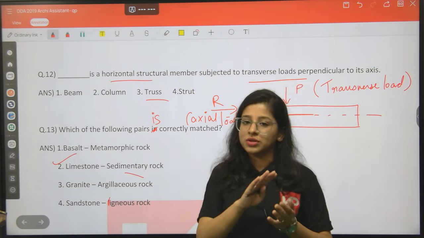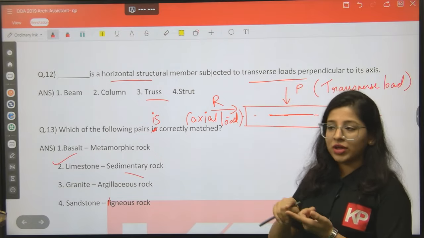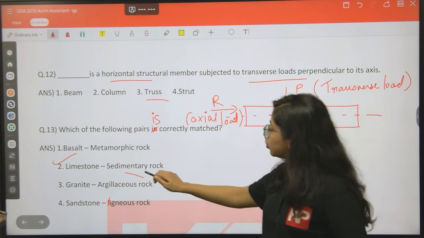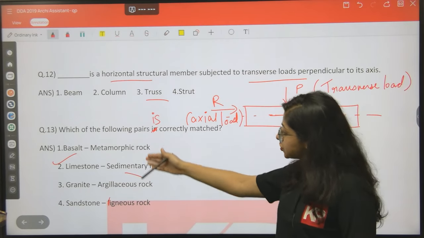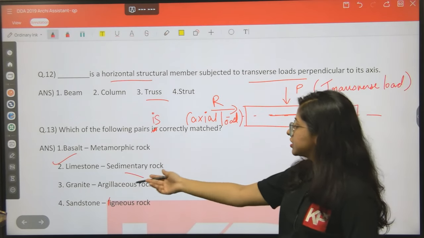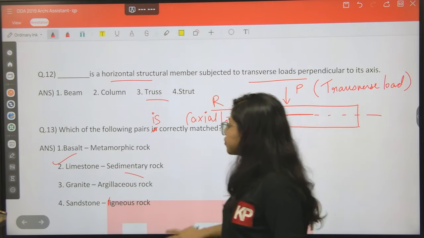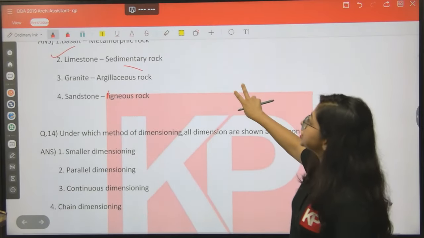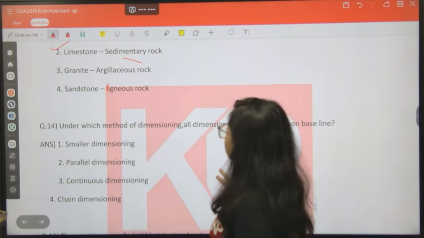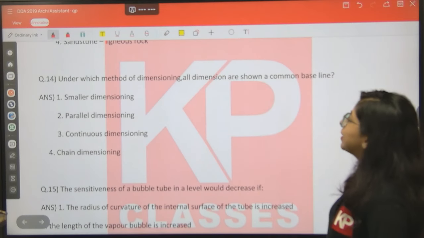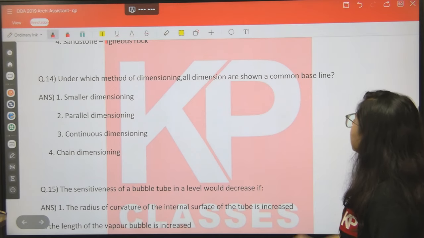In sandstone there are layers. Wherever a rock is made of multiple layers, that kind of rock is known as sedimentary rock. So sandstone is a sedimentary rock. The correct pairs are: basalt is igneous, granite is siliceous, sandstone is sedimentary. So the only right option is number 2, limestone, which is a sedimentary rock. Okay, next question. Under which method of dimensioning are all dimensions shown?